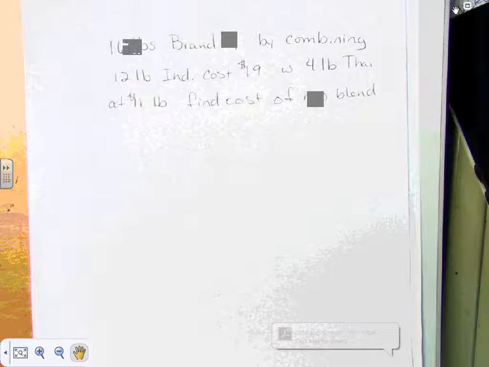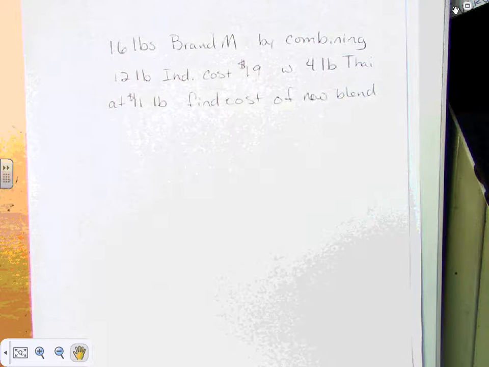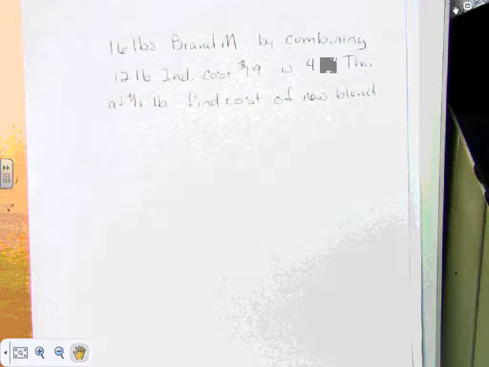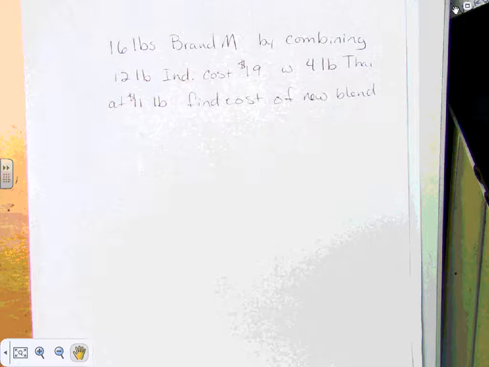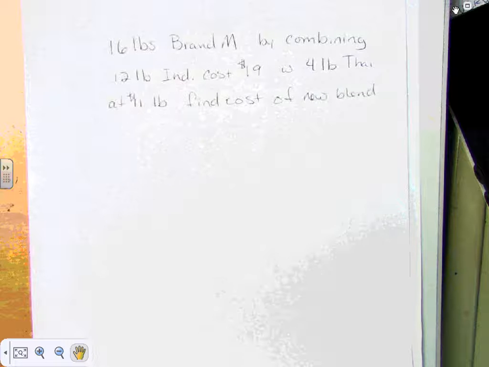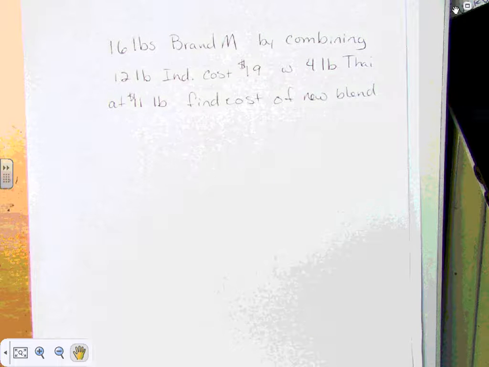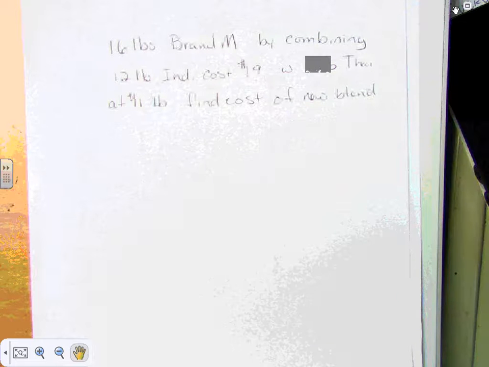This is example 9 on your notes about mixture. You have 16 pounds of brand M cinnamon that is going to be made by combining 12 pounds of the Indonesian cinnamon, which costs $19 a pound, with 4 pounds of Thai cinnamon, which is like 11 bucks a pound. We want to know what's the new price of my new combination, brand M.